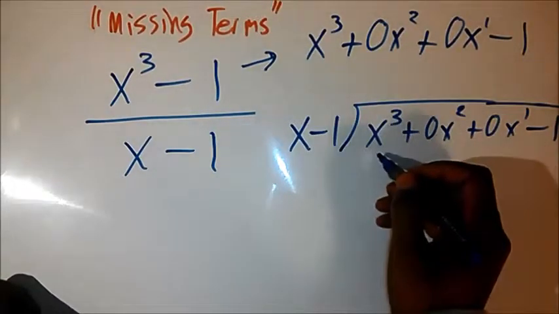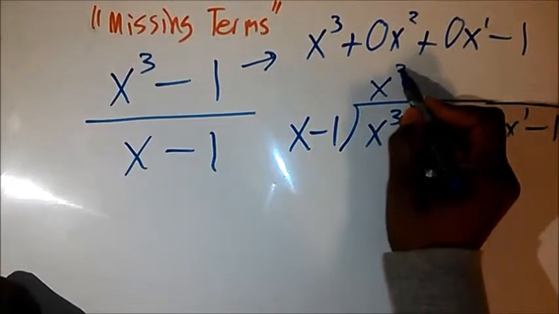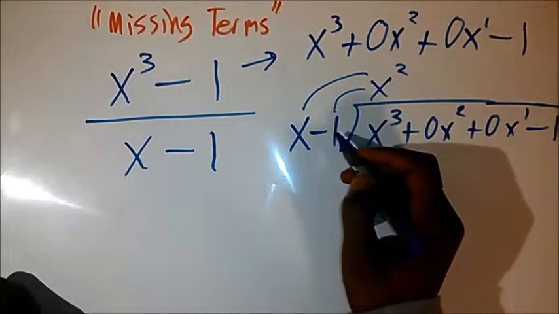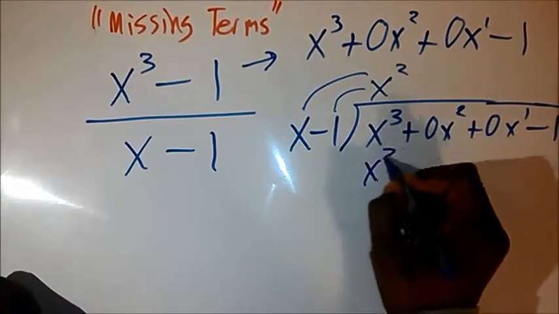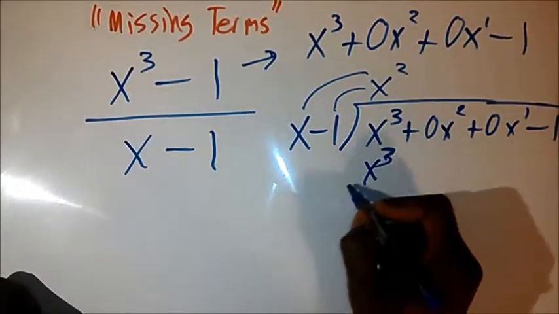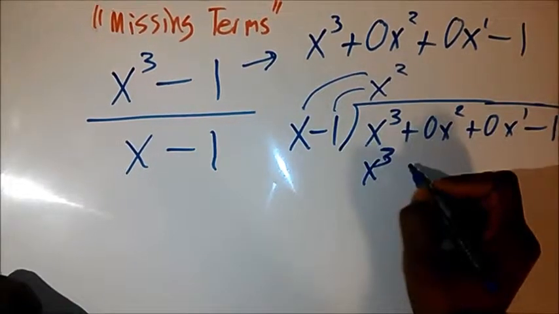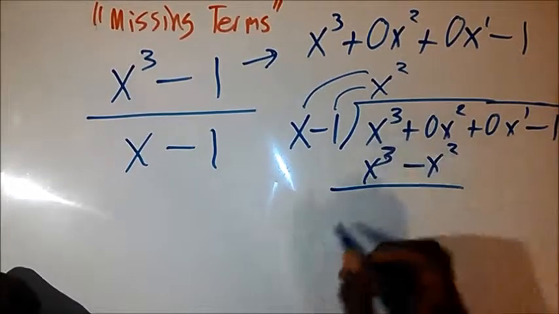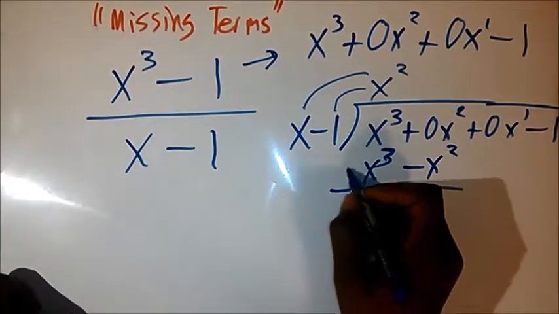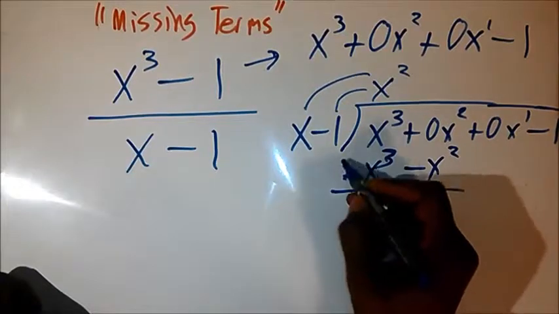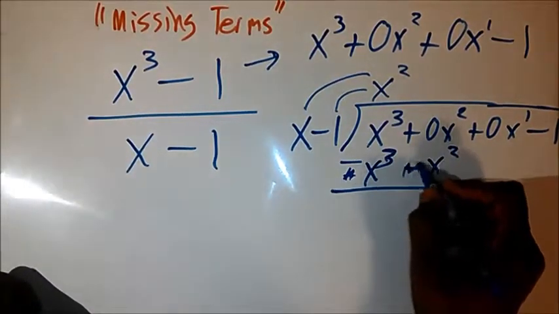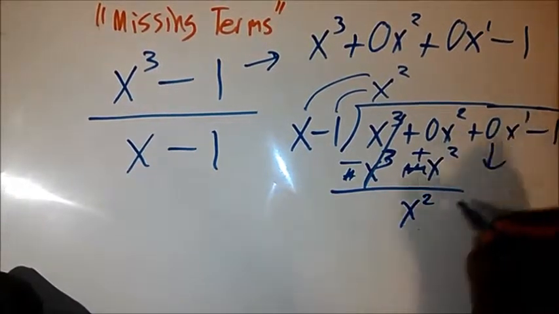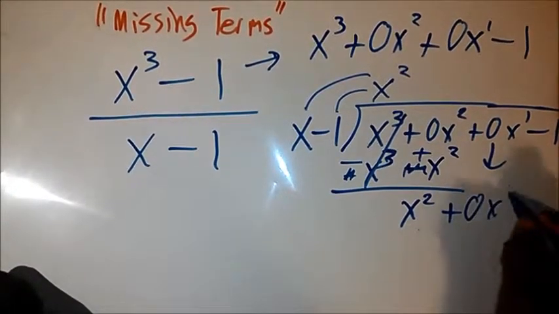What times x equals x cubed? x squared. So we multiply this one, then we're going to multiply this one. x squared times x is going to be x cubed. x squared times negative 1 is negative x squared. Now we're going to subtract. This is positive. We're going to cancel out, and we're going to change the signs here. It's negative, change it to positive. That cancels out. It's going to be x squared. Bring this down, 0x to the first power.